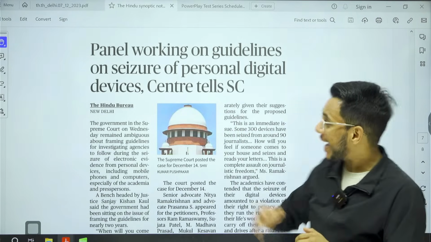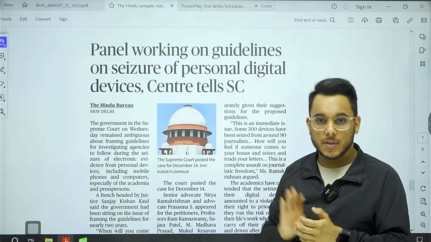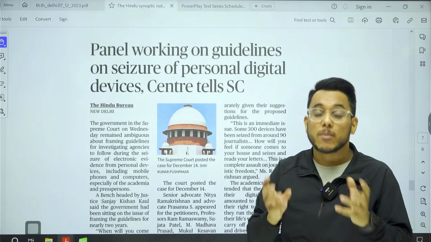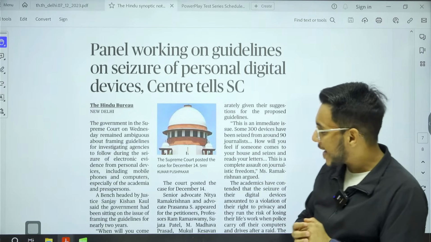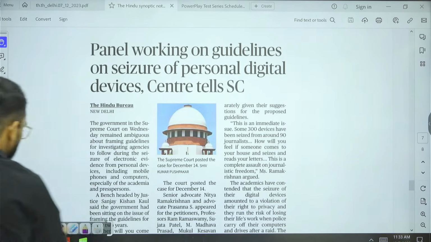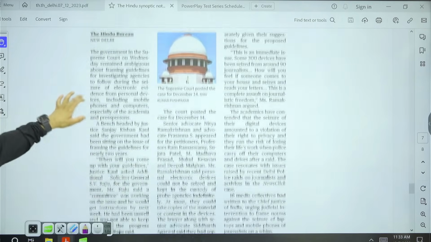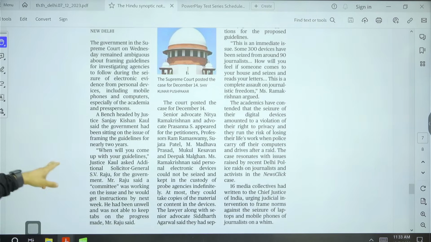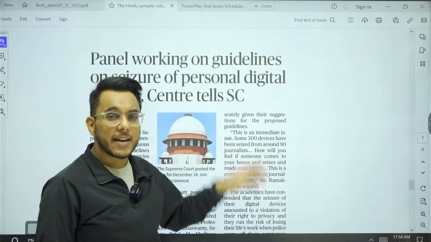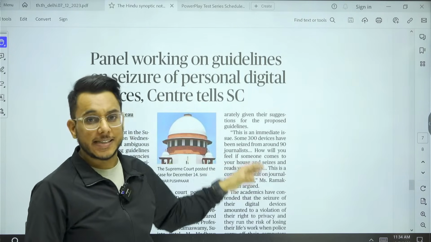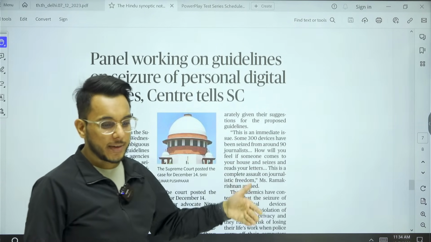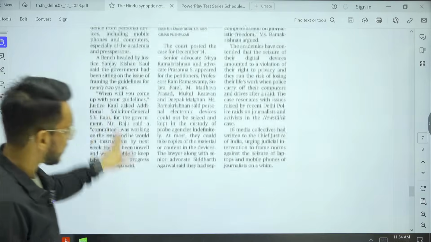Now the Supreme Court has asked the government: do you have some guideline? Do you have some working committee? Do you have some rule with respect to seizures? So what has happened in response? The Additional Solicitor General said that a committee is working on this particular matter. As of now, there are no guidelines. There are 300 devices that have been seized from 90 journalists in the past few months. So this matter is ongoing. Up till now, nothing has happened in this direction.